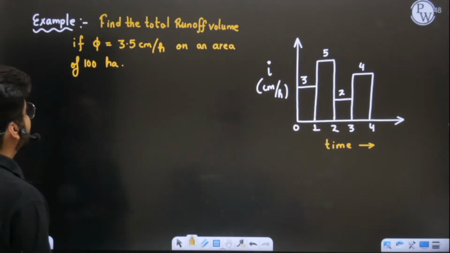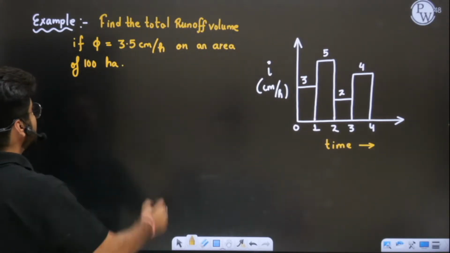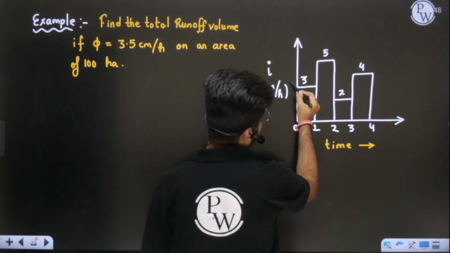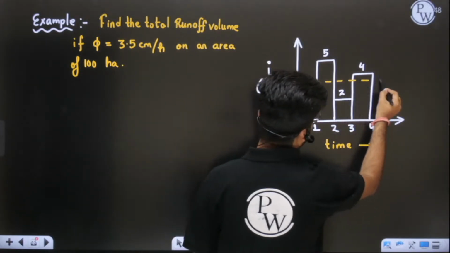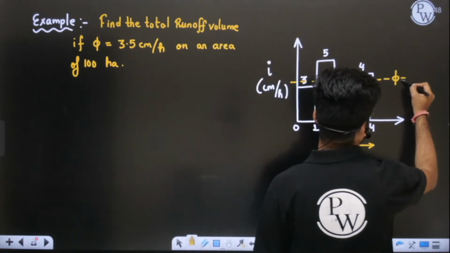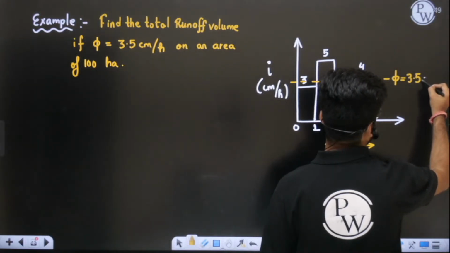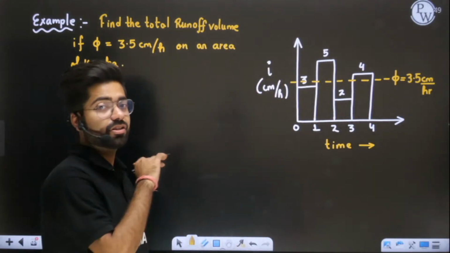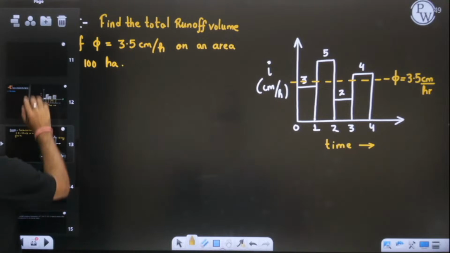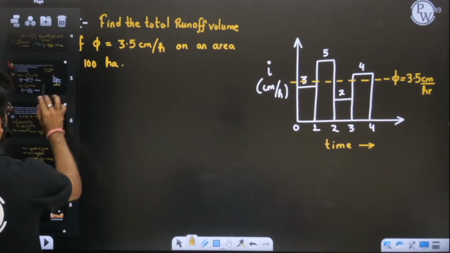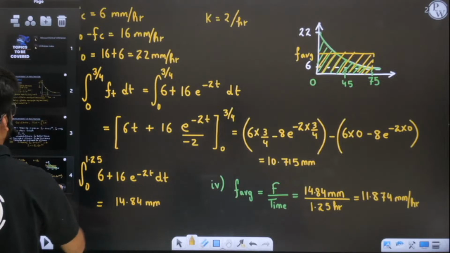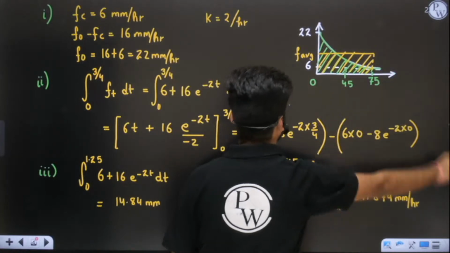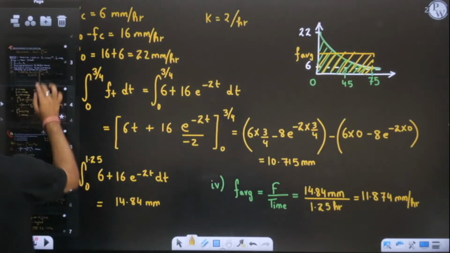So what I'm saying here: find the total runoff volume. Here 3.5 is above 3.3 only, so I will draw a line here. This is your phi index. Phi index is a kind of average value, so it will be drawn as a straight line. I already told you in the last class that an average value is denoted by a straight line. So it's a kind of average rainfall.